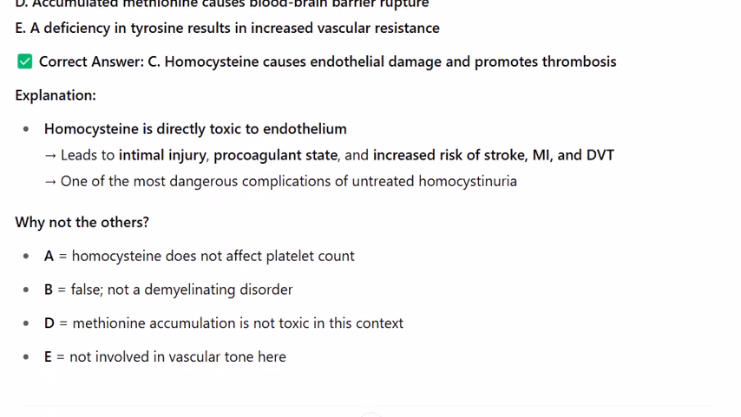Explanation. Homocysteine is directly toxic to endothelium, leads to intimal injury, procoagulant state, and increased risk of stroke, MI, and DVT, one of the most dangerous complications of untreated homocystinuria. Why not the others? A, homocysteine does not affect platelet count. B, false, not a demyelinating disorder. D, methionine accumulation is not toxic in this context. E, not involved in vascular tone here.